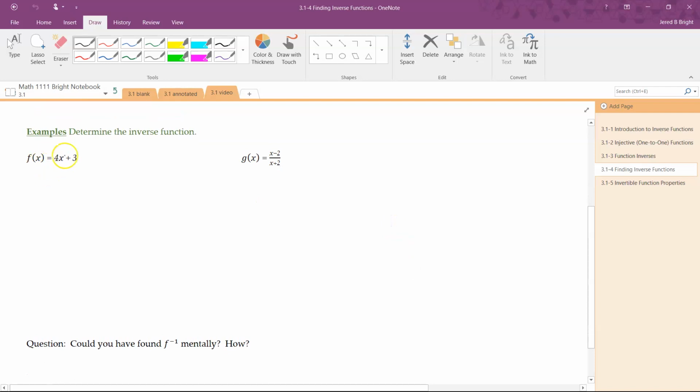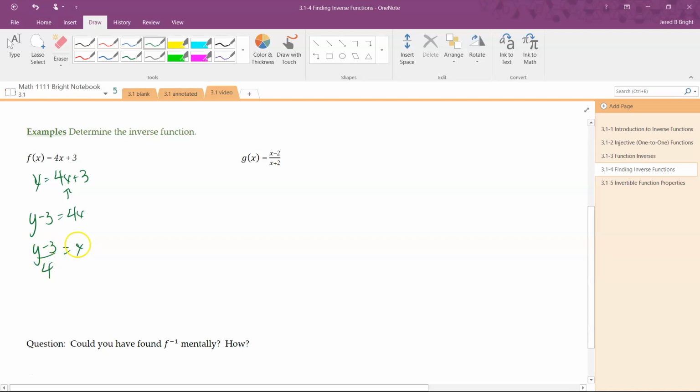Okay, so here we go. I'm going to do step one, write y instead of f of x, so y is equal to 4x plus 3. From here you're going to isolate x, so get x alone: y minus 3, and then divide by 4. So y minus 3 all over 4 is equal to x.